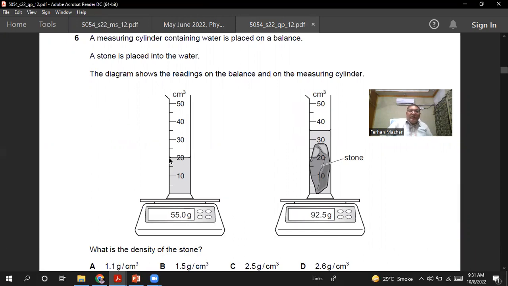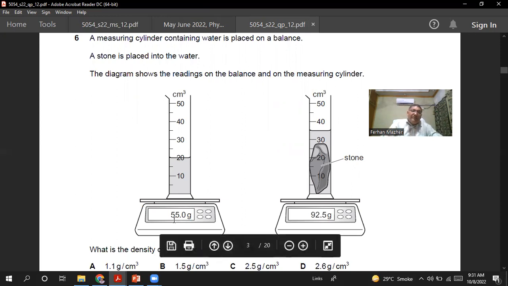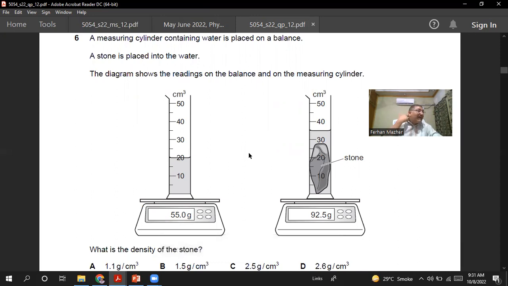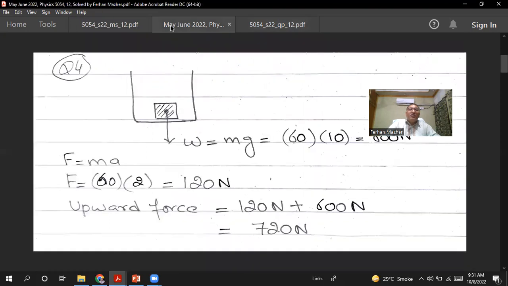You see, the volume of the water is 20, and now the volume of the water when you have put the stone into the water is 35. So from 35 subtract 20, and you will get 15 centimeter cube. That's the volume of the stone. Now, here you see the mass is 55.0 gram, and when you have put the stone in, the mass is 92.5 gram. So from 92.5 minus 55, you will get the mass of the stone. Once you know the mass of the stone and the volume of the stone, divide the mass of the stone by the volume of the stone, and that will give you the density of the stone. The method is very simple.